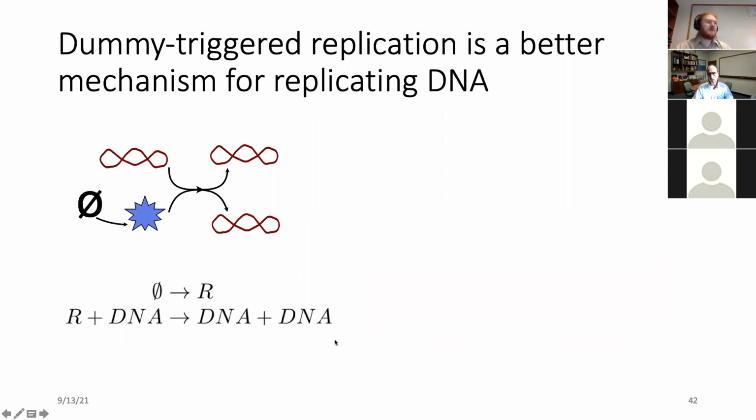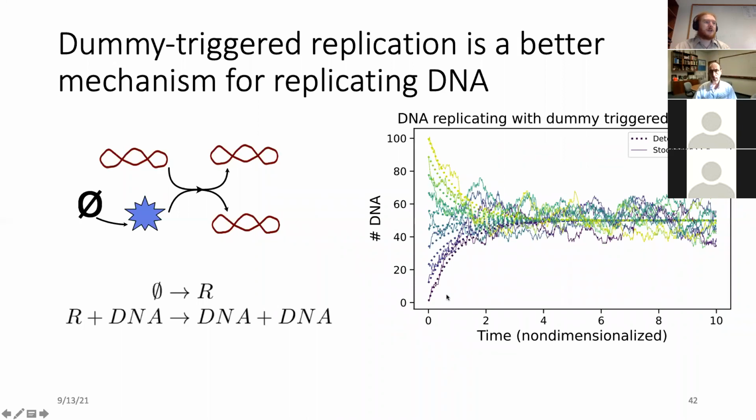And you can get this in several different ways, but here's one way that I'd propose is pretty good and simple. In this system that I call dummy triggered replication, you make a sort of dummy replication molecule R at some constant rate, and the cell just makes this out of the ether. And R molecules react with DNA to make them replicate. So what this mechanism effectively does is it decouples the rate at which replication happens from the actual mechanism of replication. And if you simulate this, you find that whatever your starting concentration of DNA, it will pretty quickly converge to a nice steady state, and it'll fluctuate around that steady state.